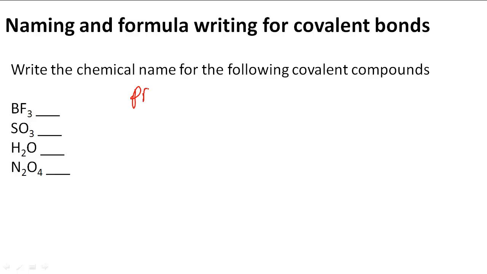So the rules go as follows: there's going to be a prefix, because in covalent compounds, the name also reveals how many atoms of that element are in that compound. So there's going to be a prefix, and then it's going to be the first name of the element, and I'm going to show you what the prefixes are in a second. The first name is going to be the name of the first element.